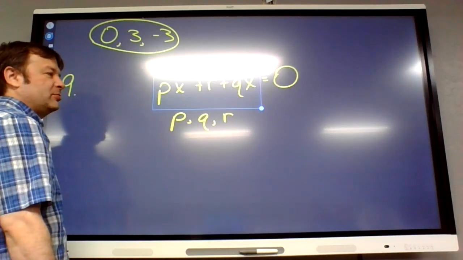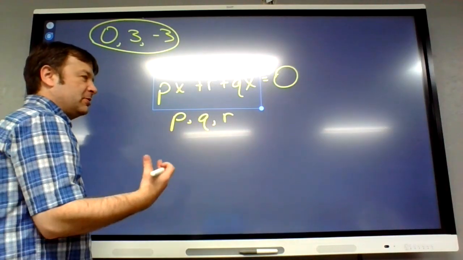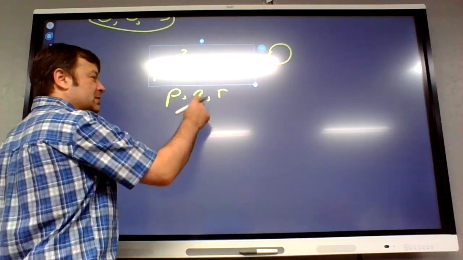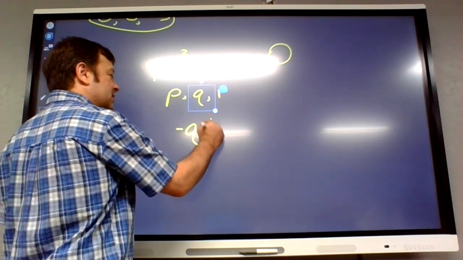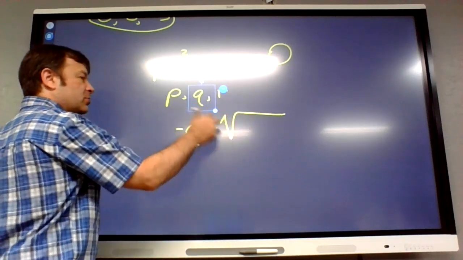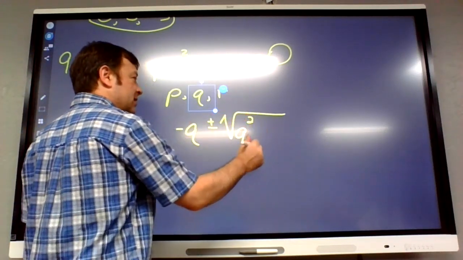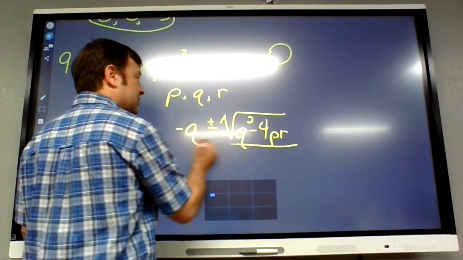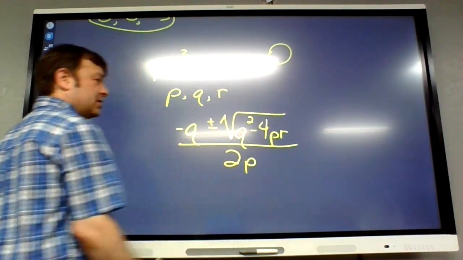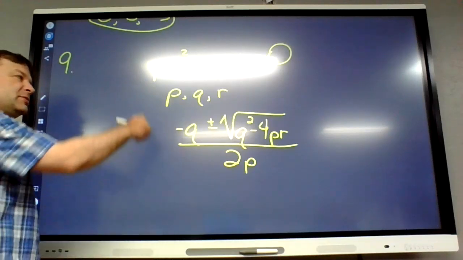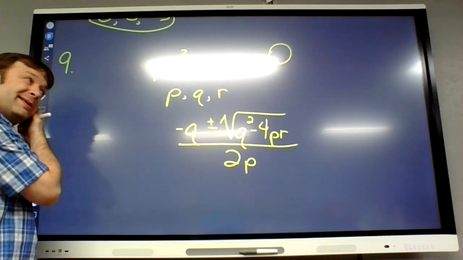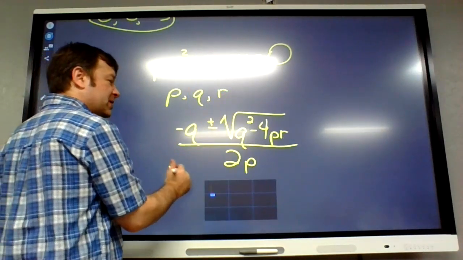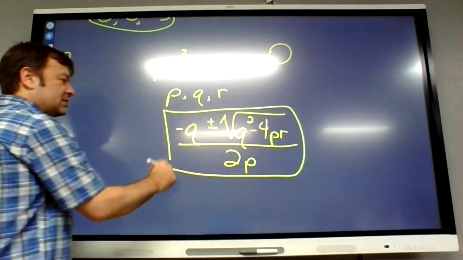So basically, we're not solving this, we're just doing what we can. We're plugging this into the quadratic formula. So negative b, plus or minus the square root of b squared, which is now q squared, minus 4 times a times c, over 2 times a. It's confusing, I'm saying a, b, and c, and it's p, q, and r, but it makes sense in my head. Just replace that in the quadratic formula. That's all we can do. Does not simplify.